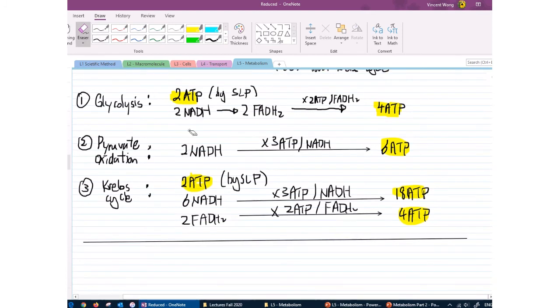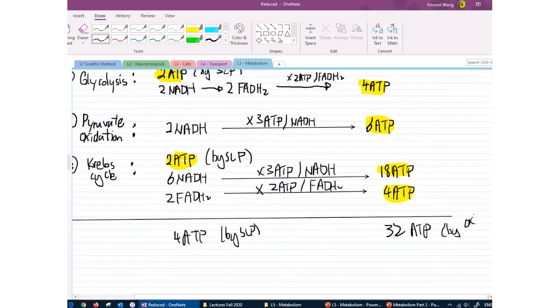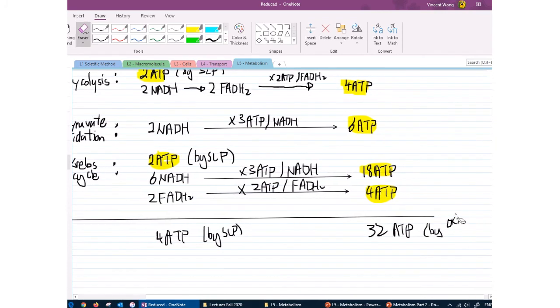Okay, so we have 2 plus 2, which is 4 ATP by substrate level phosphorylation, and then here we are going to have 4 plus 6, which is going to be 10, and then 10 plus 18 is going to be 28, and then 28 plus 4 is going to be 32 ATP. Okay, so 32 ATP by oxidative phosphorylation, right? I'm just gonna put OP for short. Okay, it's not really the official short form, but I'm out of space here.